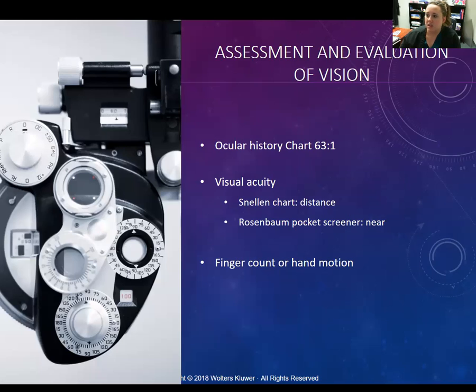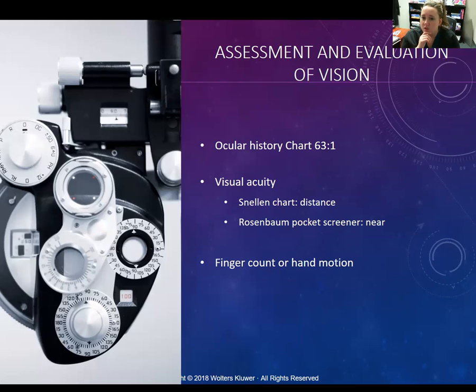So there is chart 63.1 in your book. I would just look over that and review the pertinent questions to ask when you're taking an ocular history. It's a good little table in your book to review. Does the patient experience blurred, double, or distorted vision? Which eye does it affect, one or both? Do they have pain? Are they having discharge? And do they have any history of eye conditions or eye surgeries?